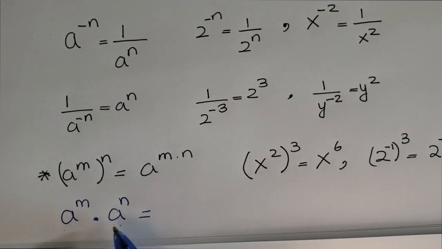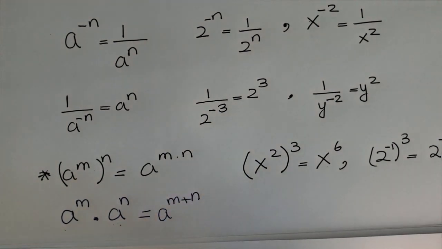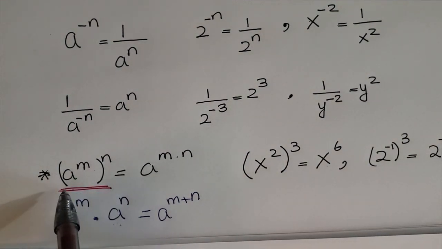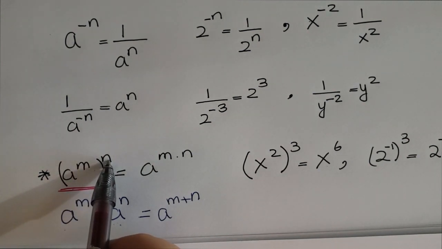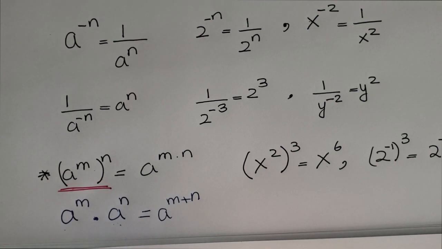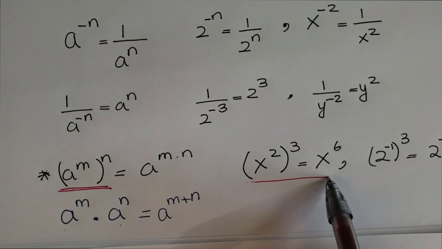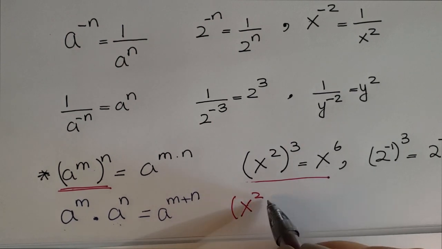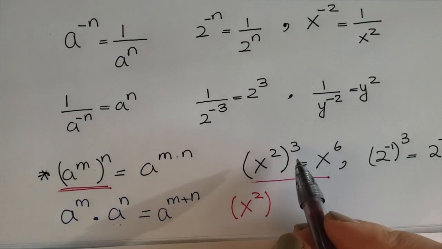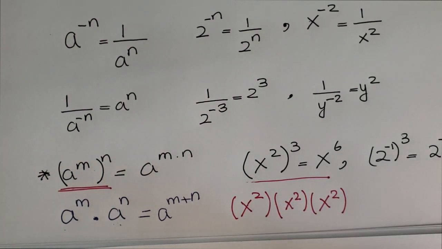So here the bases are the same, and as I just mentioned, the exponents will be simply added to one another. But on this particular one, there is one base, it's raised to the power m, and then the whole thing is raised to the power n. Okay, so take a look at this one, for example. Let's break it down, let's expand it. So x to the power 2 to the power 3. So that means it is multiplied by itself, right, 3 times.